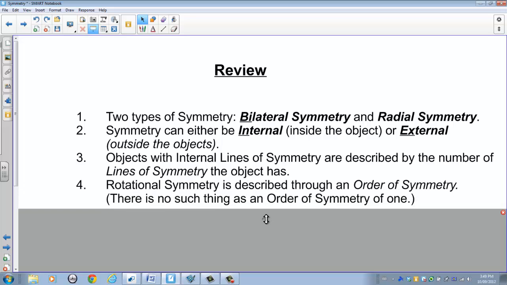And the last point, rotational symmetry is described through an order of symmetry, and there's no such thing as an order of symmetry of 1.